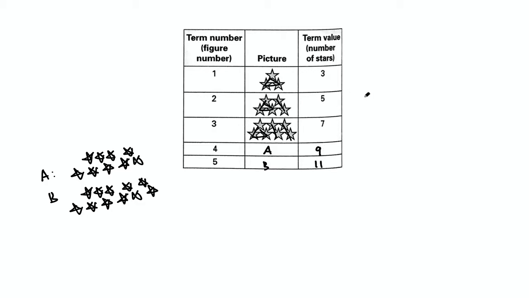Okay, so the rule, to calculate from the previous term value to the next, would be to add 2 each time.